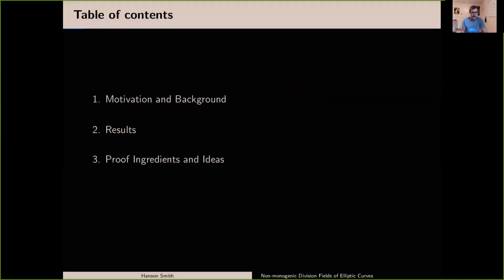So, what's this talk going to look like? First, we're going to start with some motivation and background, trying to frame things in terms of pretty classical stuff. And then I'm going to talk about a couple of results from the preprint. And finally, I'm going to talk about some proof ingredients and ideas for those results. And I'll focus here a lot more on examples. And if you're interested in more technical details, the preprint is the place to go.